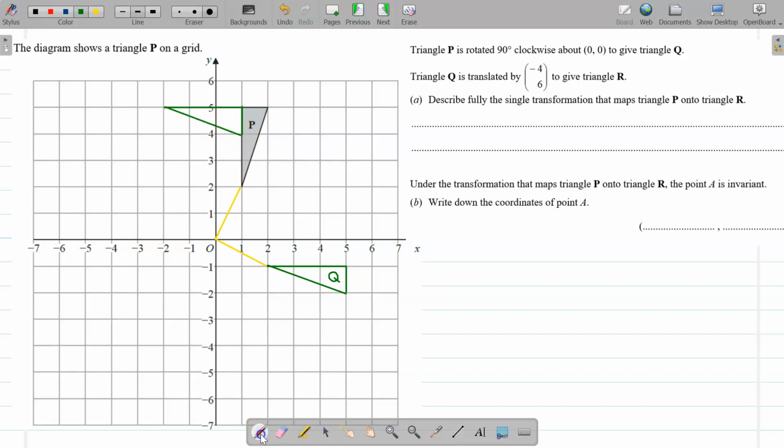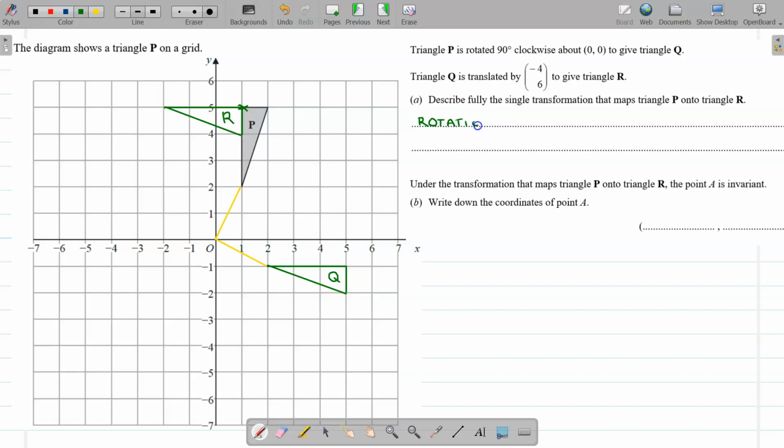So I need to draw those on as I go, and then I need to describe the single transformation that maps P onto triangle R. Well, that's also a rotation, okay, and to get from P to R you'd have to rotate clockwise about this point here, okay. It's quite easy to see that, I think. So this is the center of rotation here, but you need to describe it properly, and you must use one of those 4 words: rotation, enlargement, reflection, or translation. I'm going to call it, of course, a rotation.